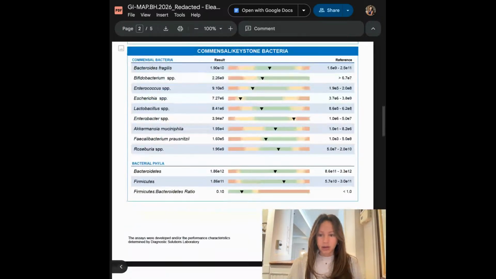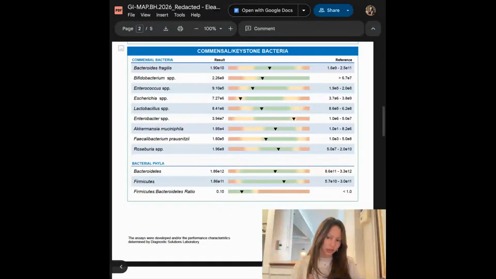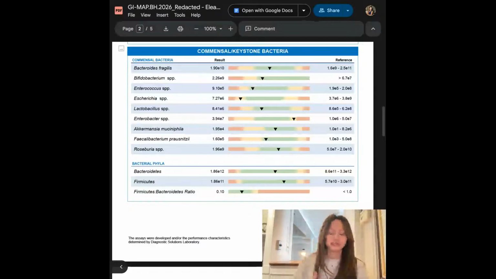All right, so this keystone bacteria here, it all looks decently good. We do have a little bit of that Escherichia that's missing, or it's a little on the lower side. But overall, I would say this is a decently good commensal bacterial balance. I've definitely seen a lot worse, but we definitely could use some work because we have a couple of keystones that are in the green, but close to the range. So we really want to make sure that we're diversifying the diet, adding in a lot of good fibers and resistant starches to help with that microbial diversity.